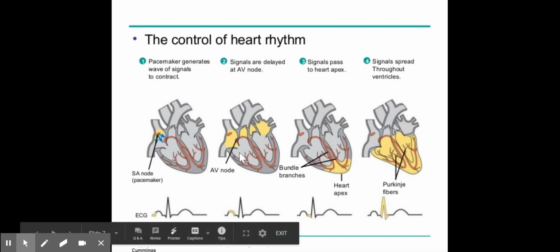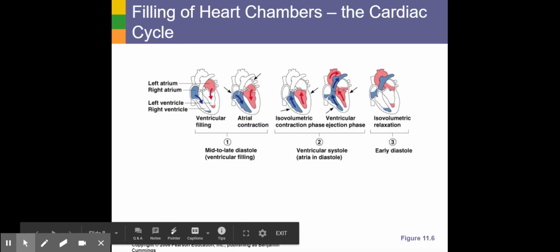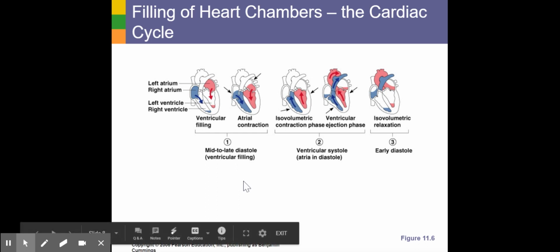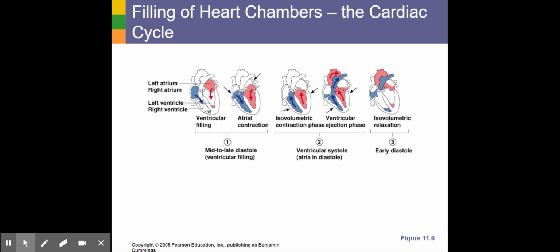Okay, so you can kind of see those different types of ideas there. This just shows you a little bit of the basic cardiac cycle. There are three basic portions to this. There's what's referred to as mid to late diastole. All right, so this is filling of the heart and blood flowing down into the ventricles.